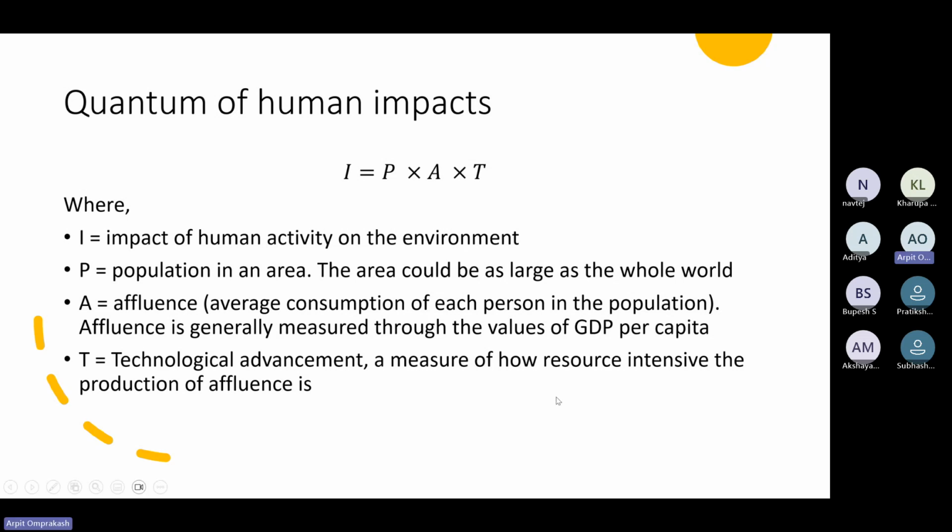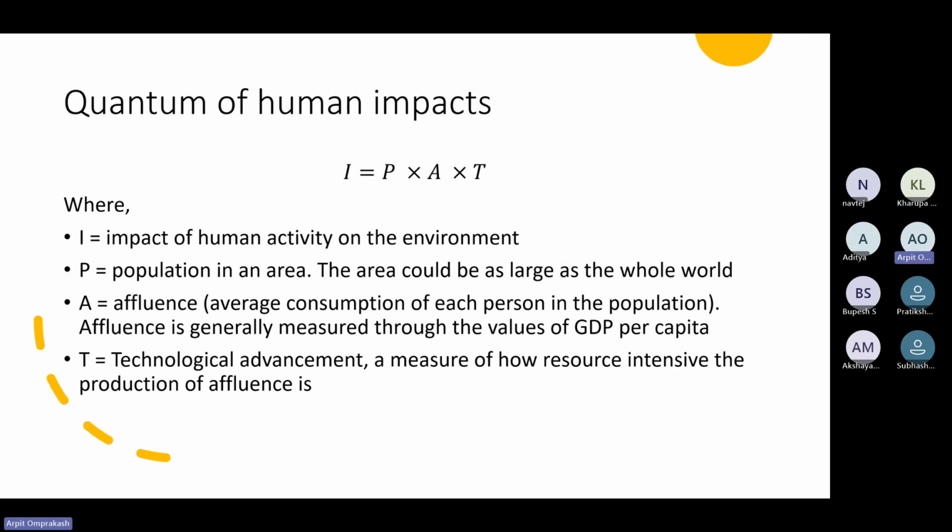Okay. So how do we measure these human impacts? We have an equation here which describes a general way of measuring how humans impact the environment. Let's say I is the impact of a human activity on the environment. Then I is given as P into A into T, where P is the population in a given area. So we consider the scope of the activity. How large of an area is it affecting? The area could be as large as the whole world.